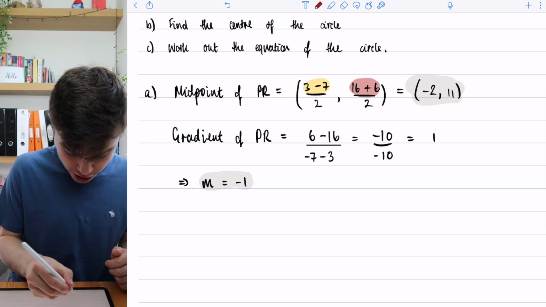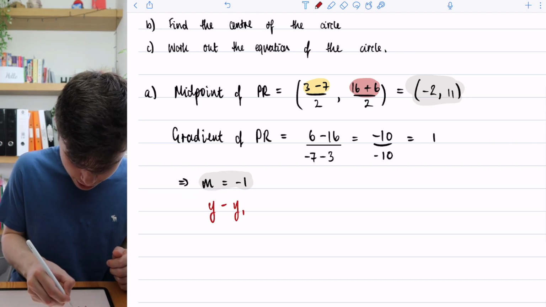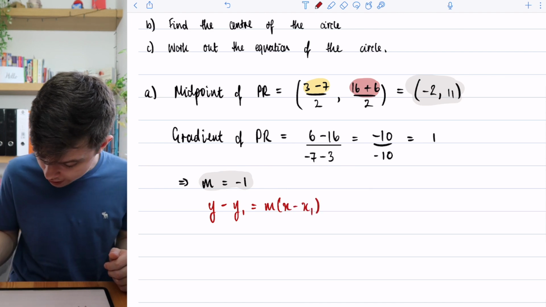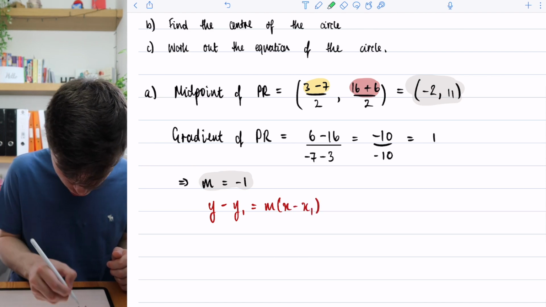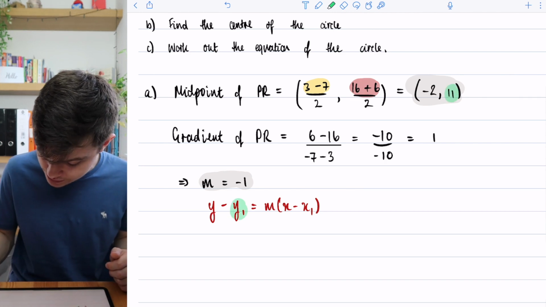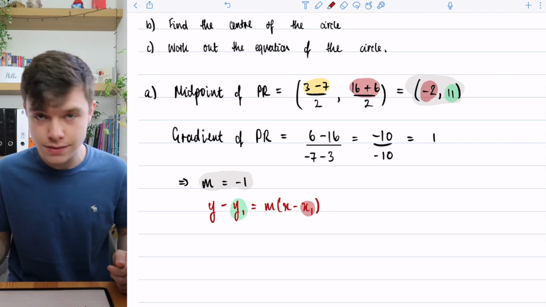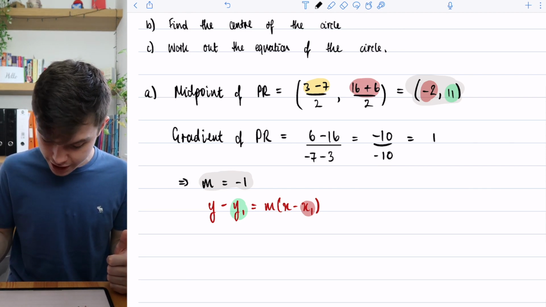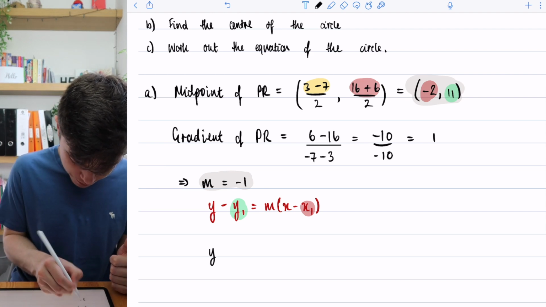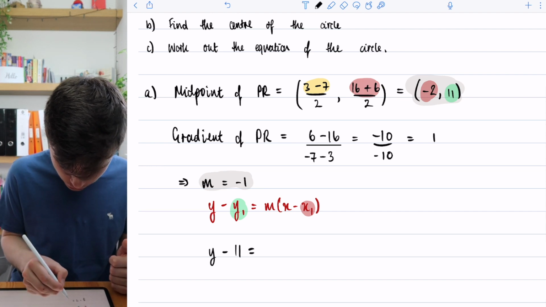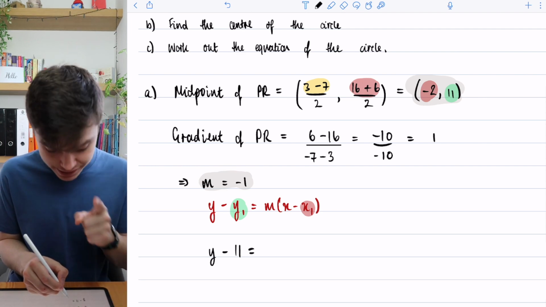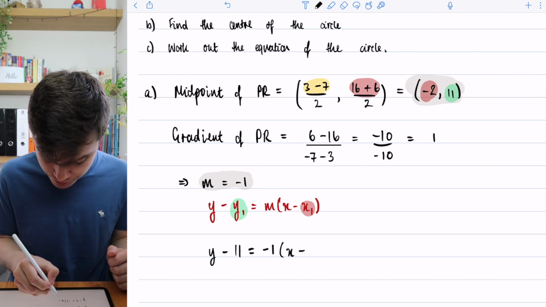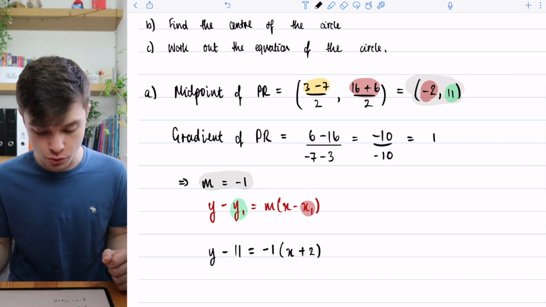We will then substitute into y minus y1 is equal to m times x minus x1, where y1 is this and x1 is that, because that is the point that we know the bisector passes through. So let's do some substitution. We will have y minus 11 is equal to m, the gradient of the bisector, which is minus 1, times x minus x1, that's going to be a positive 2.